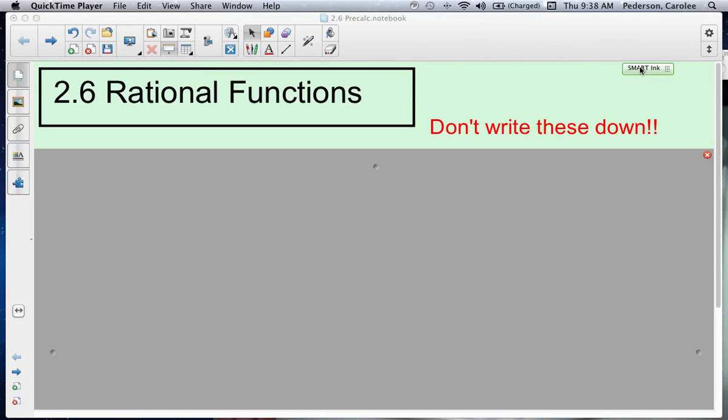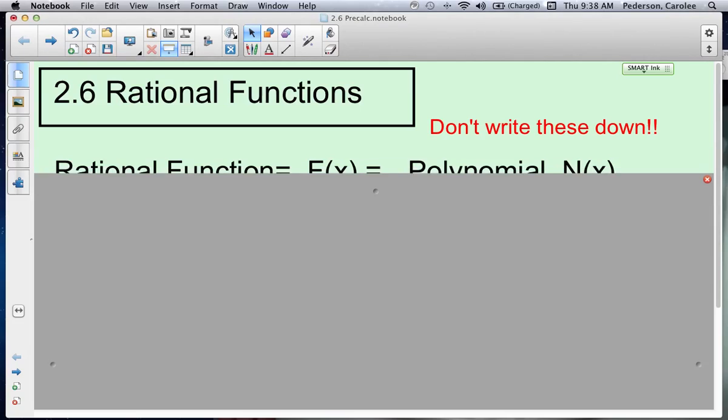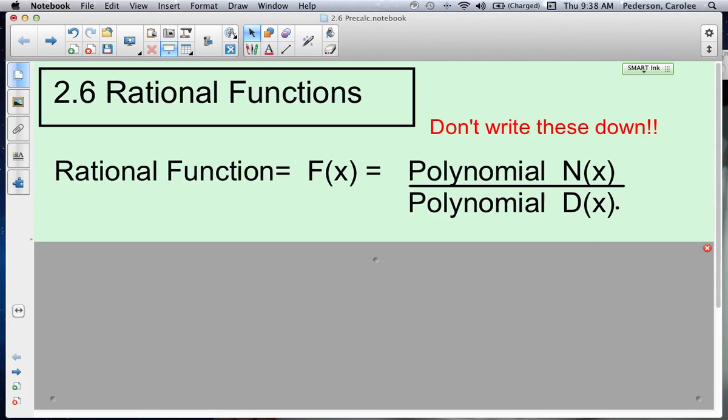This is 2.6, rational functions. Below this slide, I don't want you to write down these items.